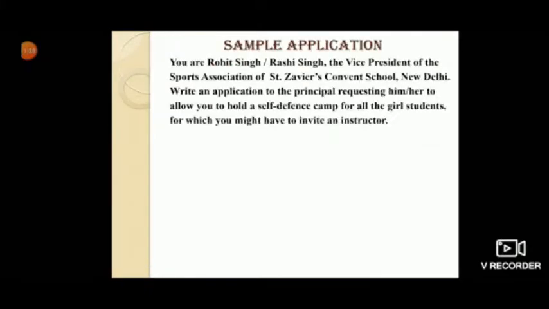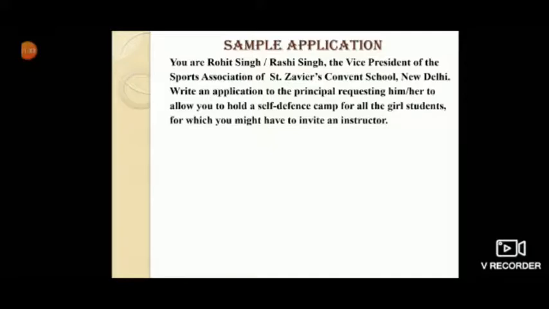For example, you are Rohit Singh or Rashi Singh, the Vice President of the Sports Association of St. Xavier's Convent School, New Delhi. Write an application to the principal requesting him or her to allow you to hold a self-defense camp for all the girl students, for which you might have to invite an instructor.